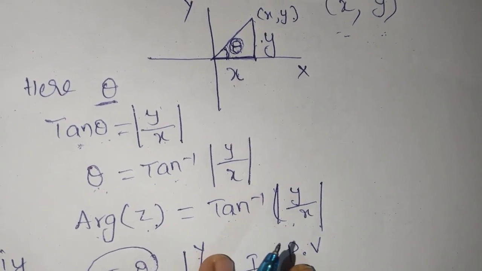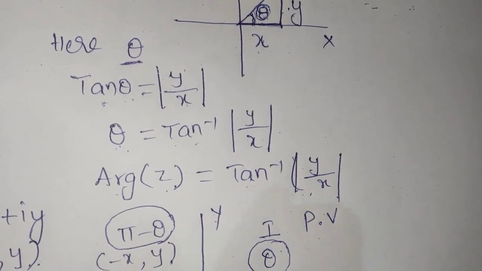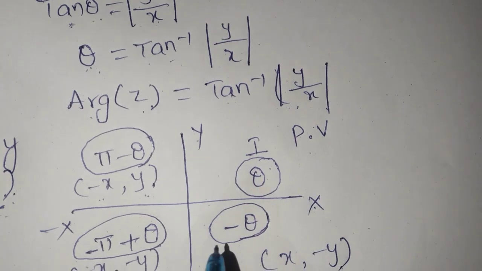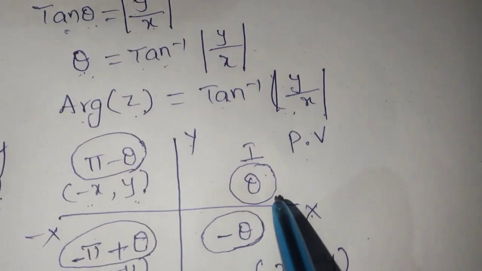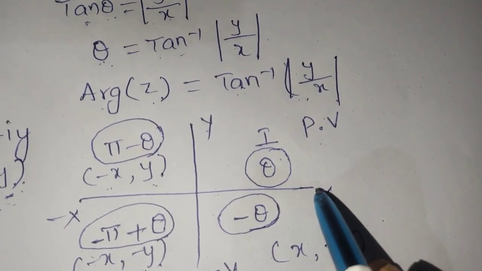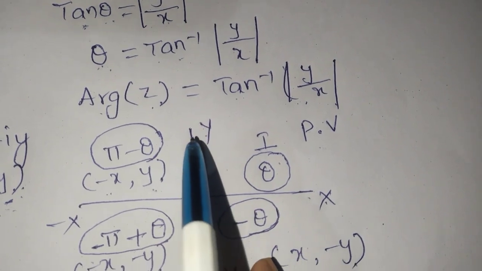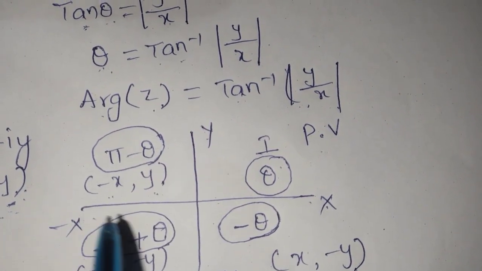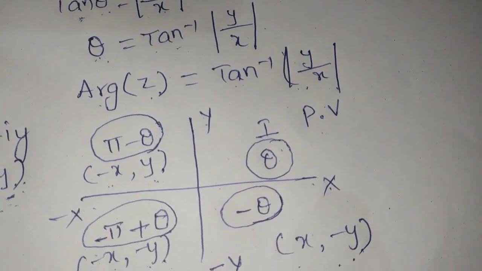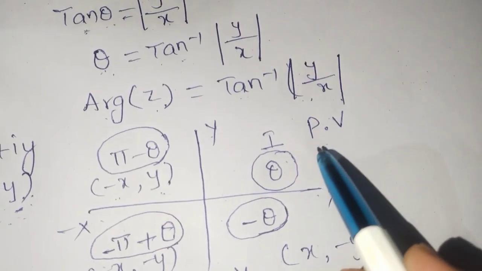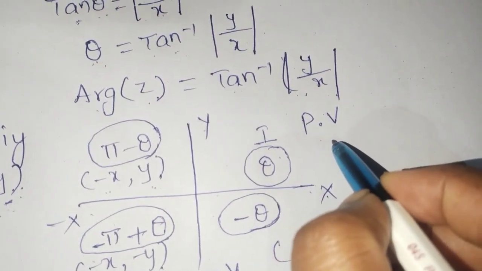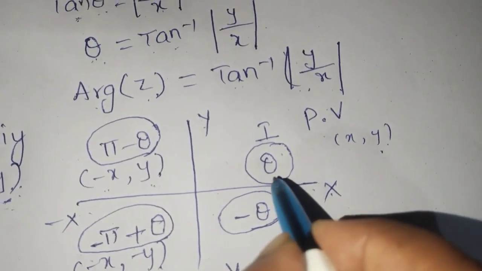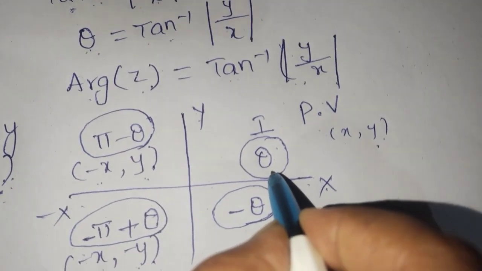Now we will discuss the next topic, the principal value. To discuss the principal value, I will draw 4 quadrants. So here we will take the positive x-axis and here the positive y-axis. Here we can take minus x and this is minus y. When the ordered pair is x, y, meaning both are positive, then the principal value is theta.